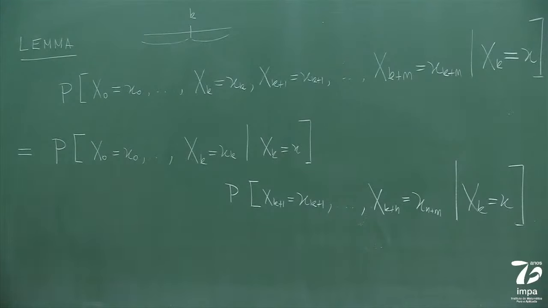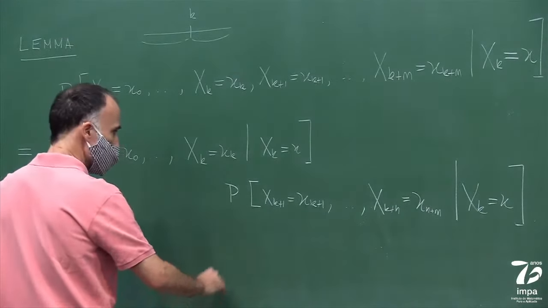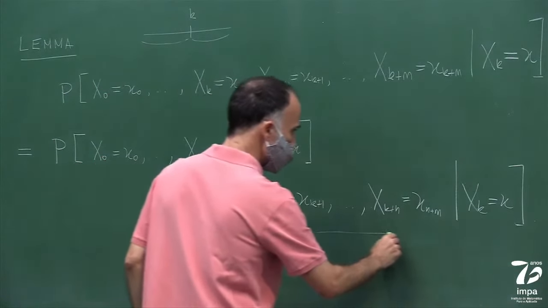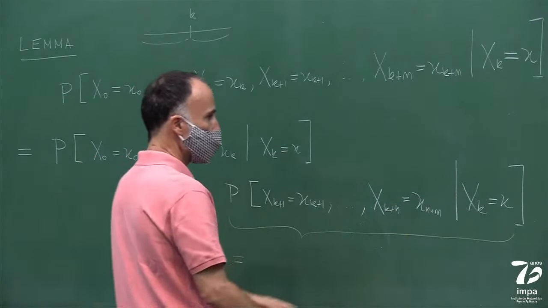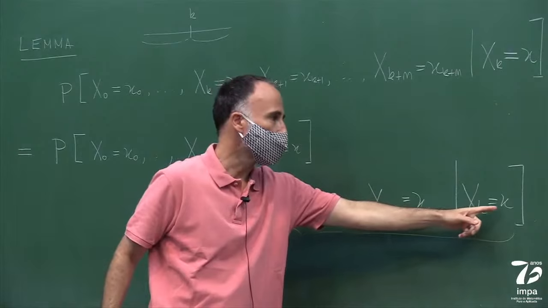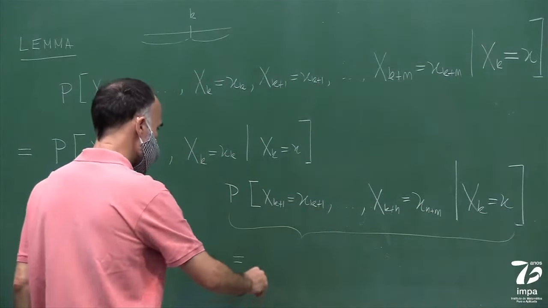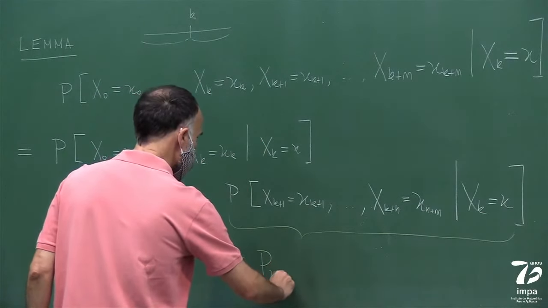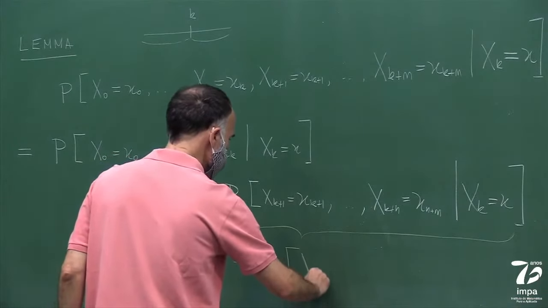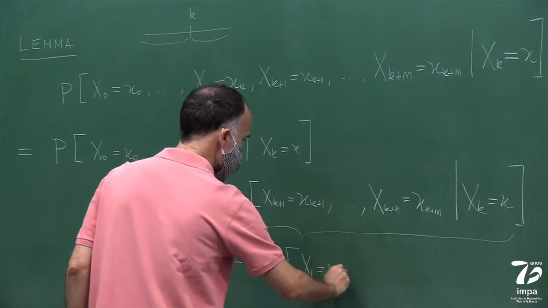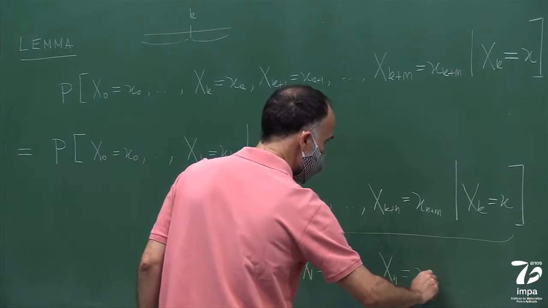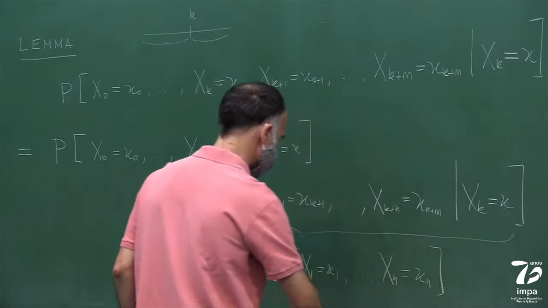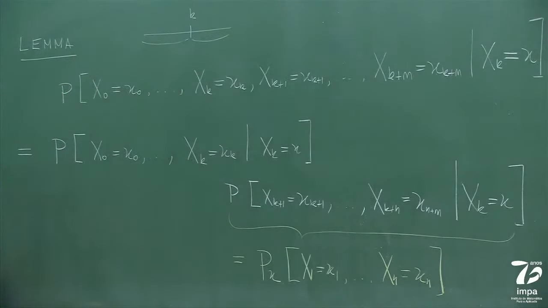And mind that by the Markov property, this event is equal to, since I'm conditioning that at time k I am at x, this is starting from x: x1 is equal to x1, up to xn is equal to xn. Okay? This is by the Markov property.